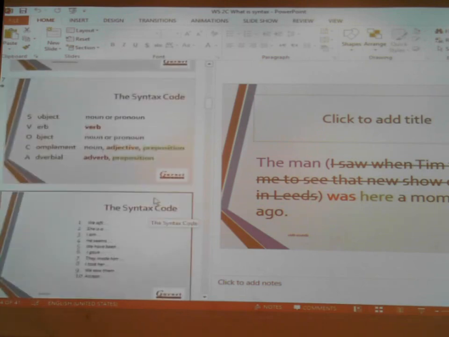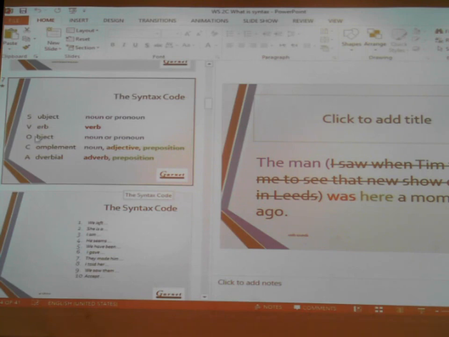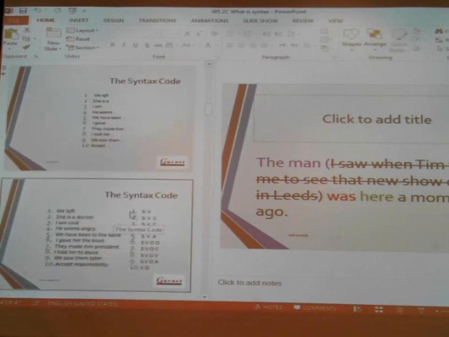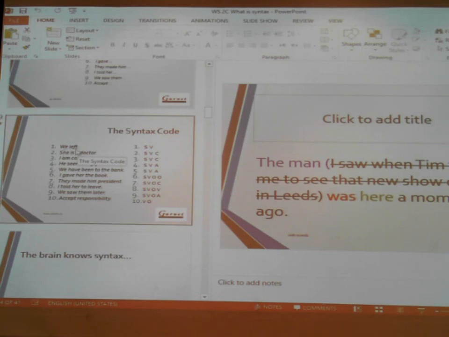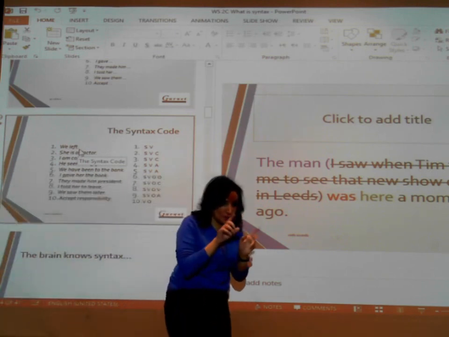What syntactic code do I need to use with my student? SVO, C for complement, A for adverbial. S, where I have a noun or a pronoun to start the sentence with. V for a verb. Object, it could be a noun or a pronoun, like I met him. Complement, it could be a noun, an adjective, or a preposition. Adverbial, adverb, or preposition. And these are the codes applied on sentences. We left. Complete meaningful sentence, complete structure. It's SV. So here he also learns transitive and intransitive verbs, okay?